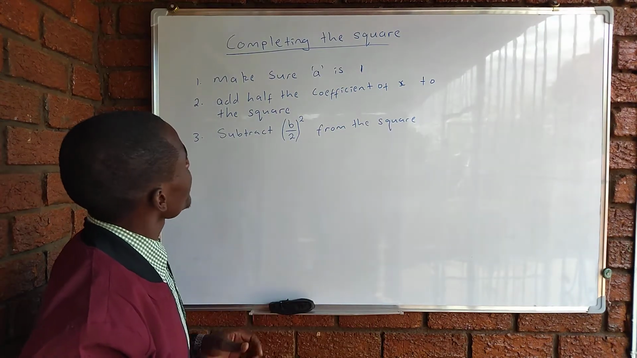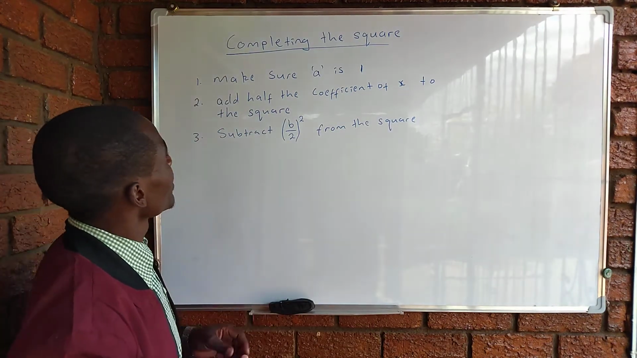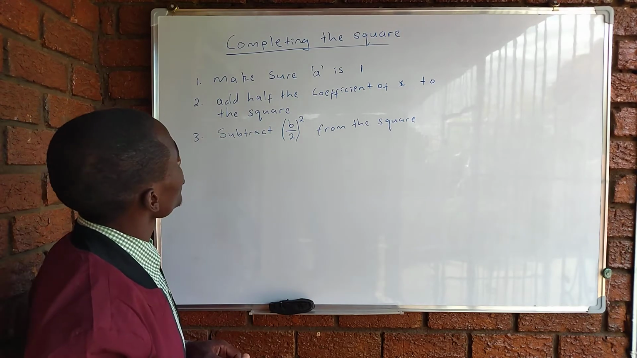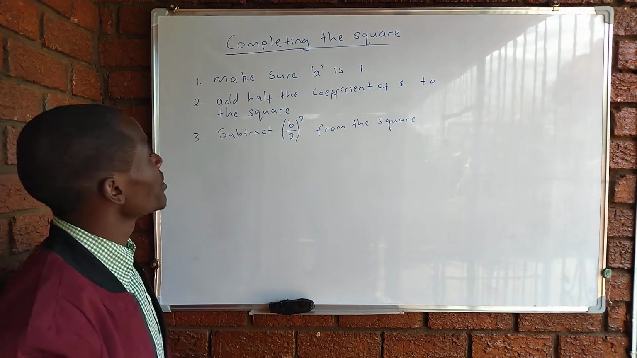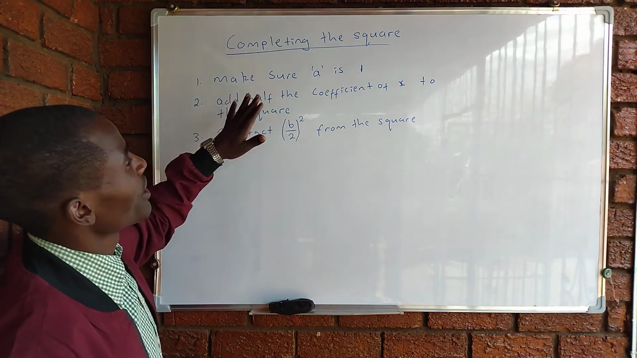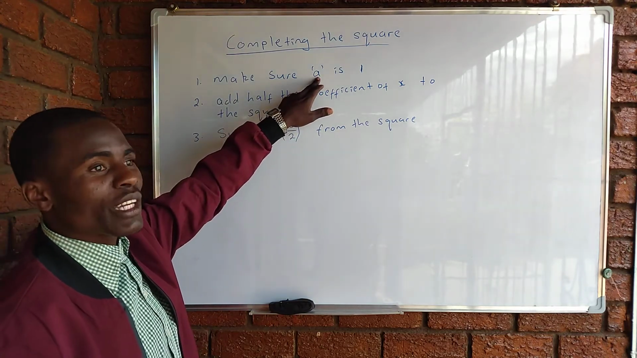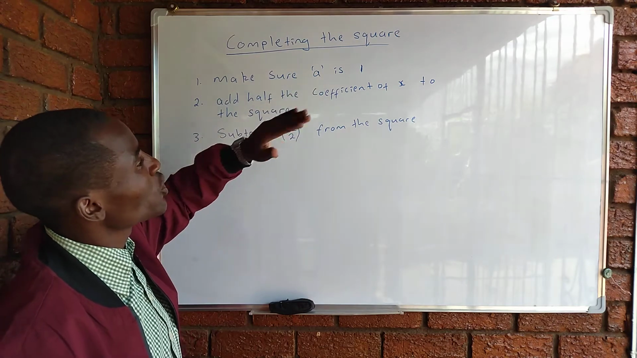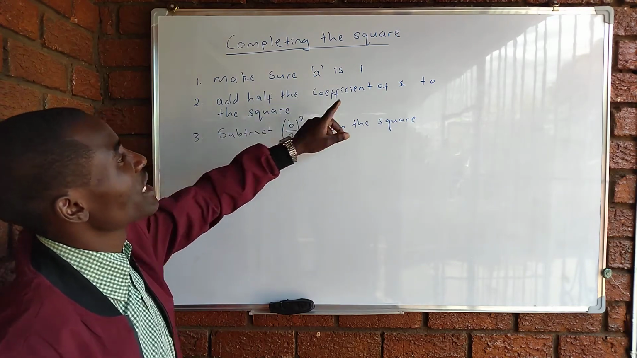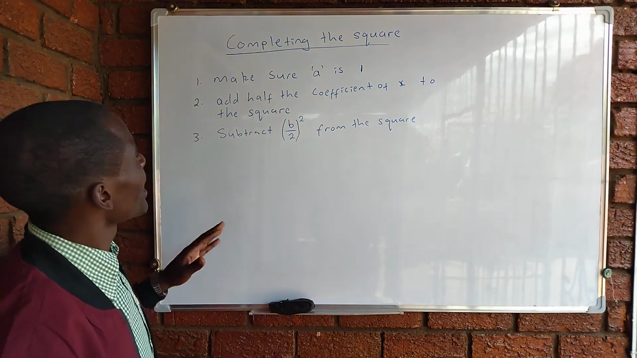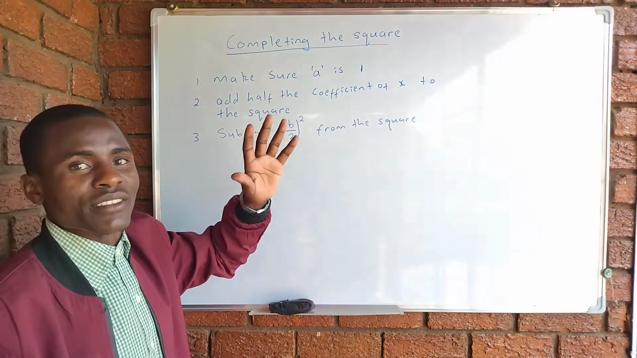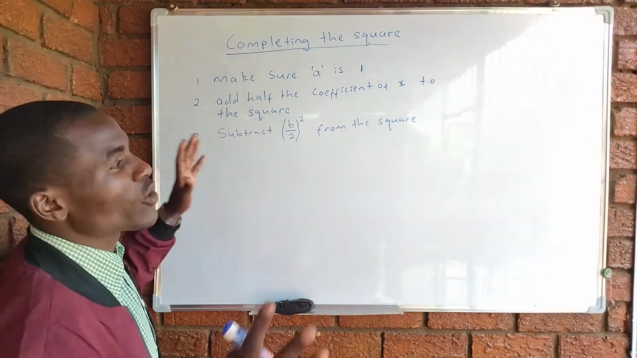Right guys, so these are the steps to follow when completing the square. So chekutanga kana complete a square, make sure a the coefficient of x squared here. Make sure the coefficient of x squared is 1. Then kana zadaro, then we can complete the square. Kana coefficient of x squared is not 1, you can't complete the square.